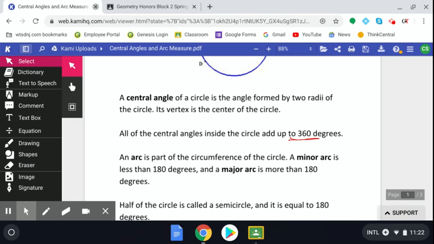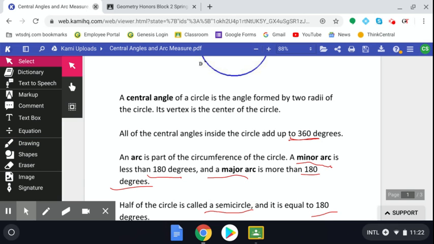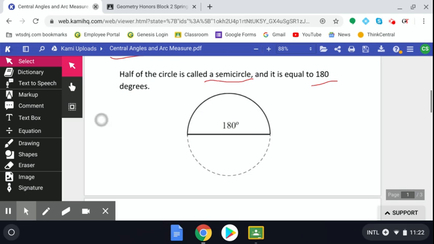A minor arc is always less than 180. A major arc is more than 180. 180 is called a semicircle. Half the circle is always a semicircle, which is 180 degrees. Okay? So that would be half a circle.